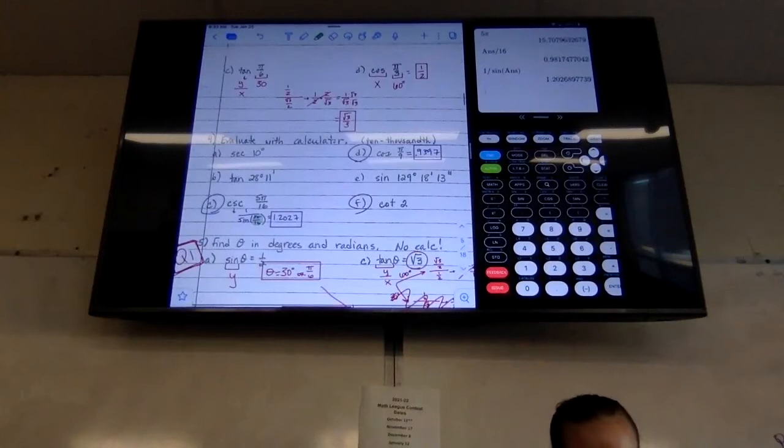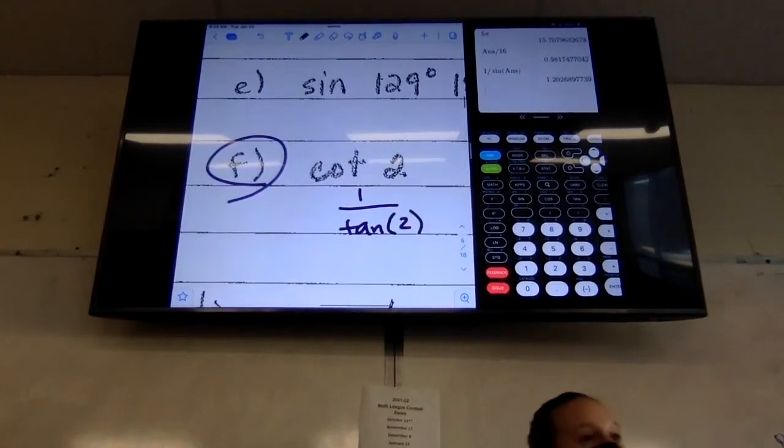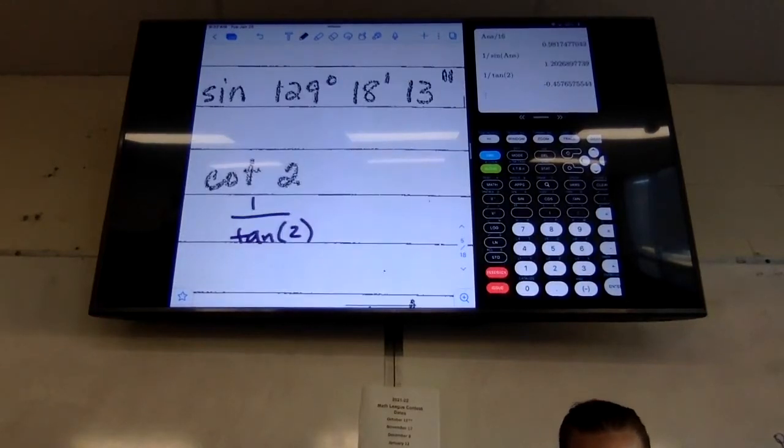So we're going to do F next. What should we do? 1 over tangent. Very good. And it's just 2, right? There's no pi on here. This is just tangent of 2. And I know it's radians, and I'm still in my radians mode. I haven't switched out. 1 divided by tan of 2. And we get negative 0.4577.